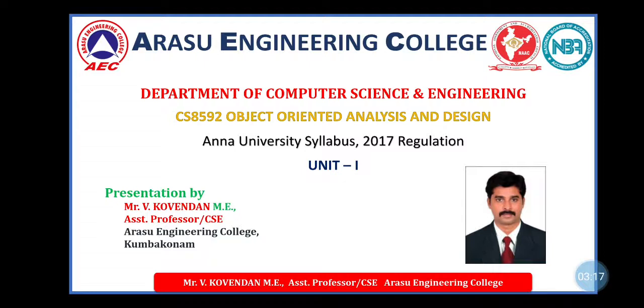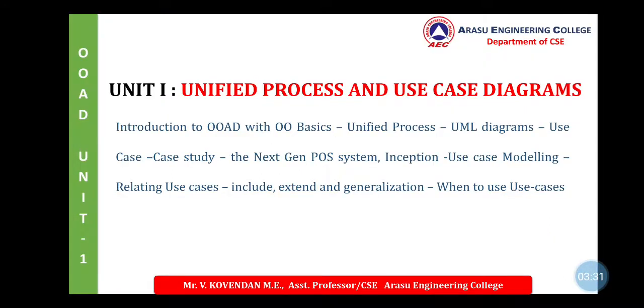So we have a number of object oriented concepts. By using a function, an operation or a method, an object can be operated on. Today we are going to discuss Unit 1, which covers the unified process and use case diagrams. We have several kinds of diagrams such as the use case diagram, class diagram, interaction diagram, activity diagram, collaboration and deployment diagrams.